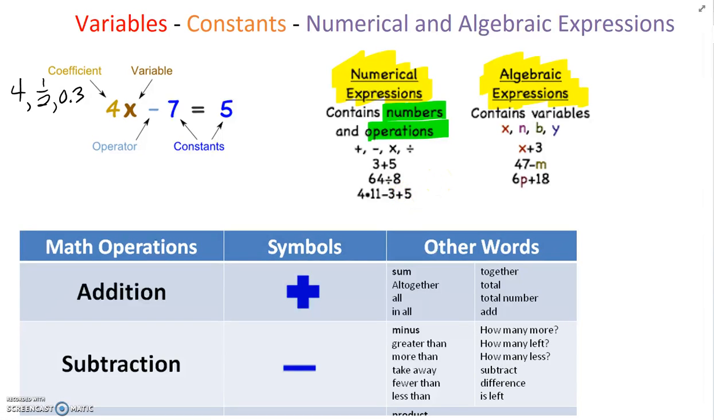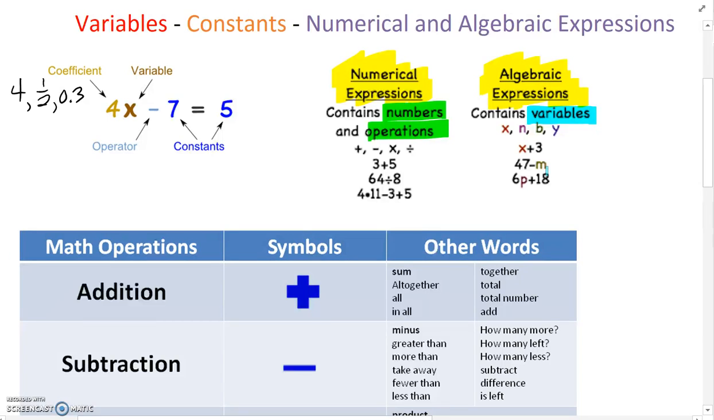And if you come over to algebraic expressions, well, algebraic is just algebra as an adjective. So, of course, we are going to use our friends called variables. And x plus 3, 47 minus m, and 6 times p plus 18.